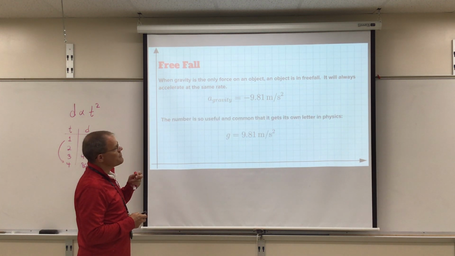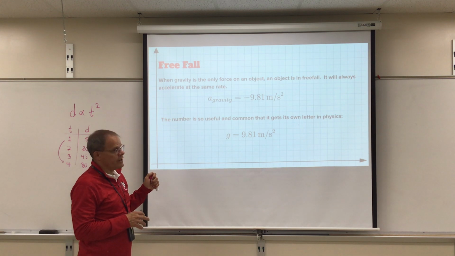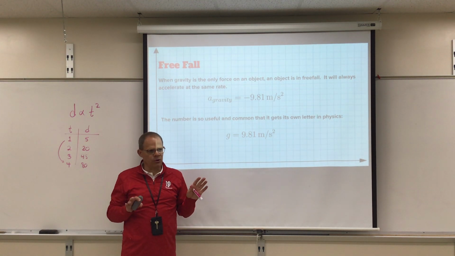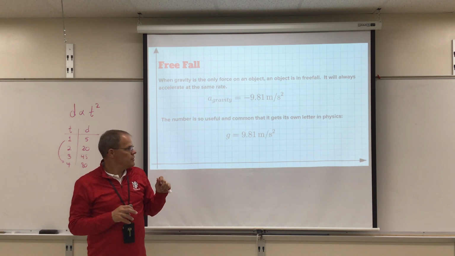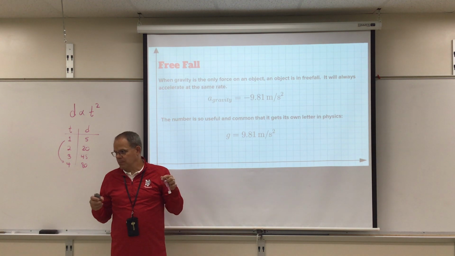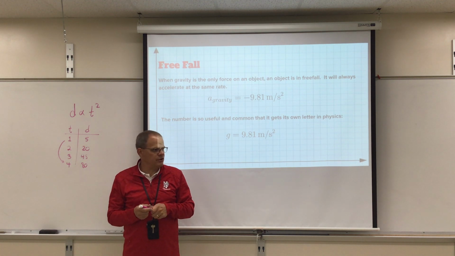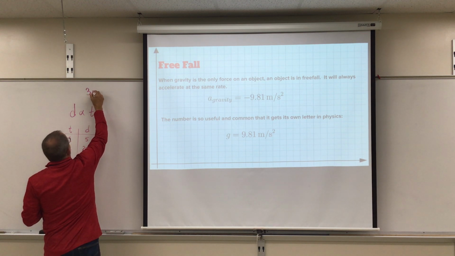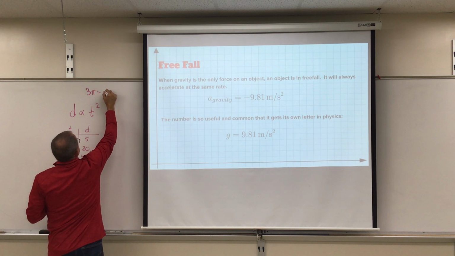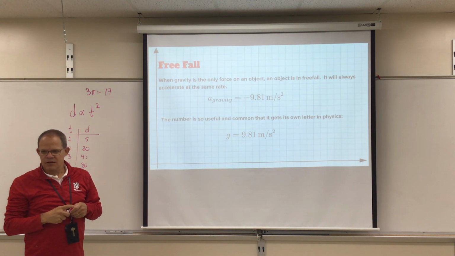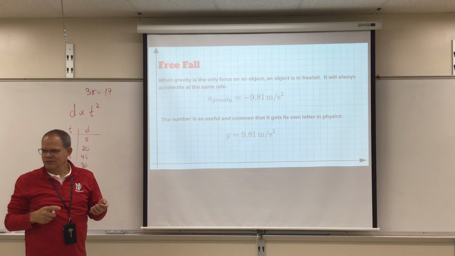Okay? This number is so important in physics, it gets its own letter. It's little g. We don't use little g for anything else. We don't use it as a variable. So it's a reserved letter. We do this all the time. For example, have you ever seen an equation written like this? 3 pi equals 17. Solve for pi. Have you ever used pi as a variable?